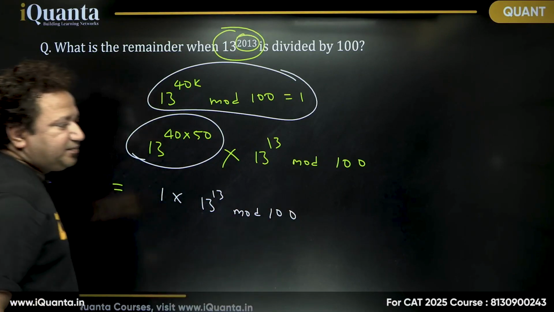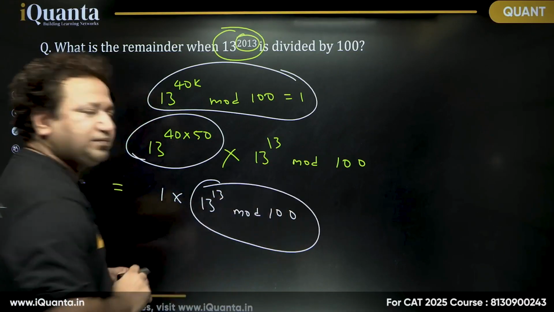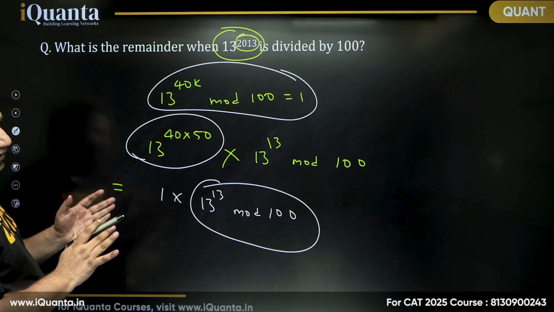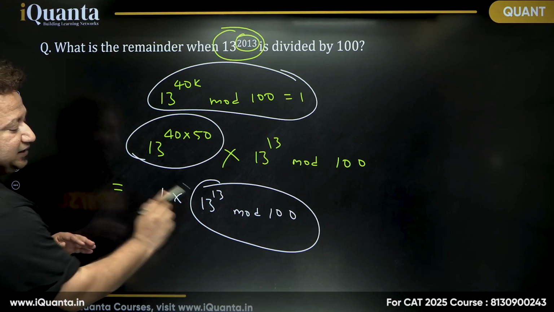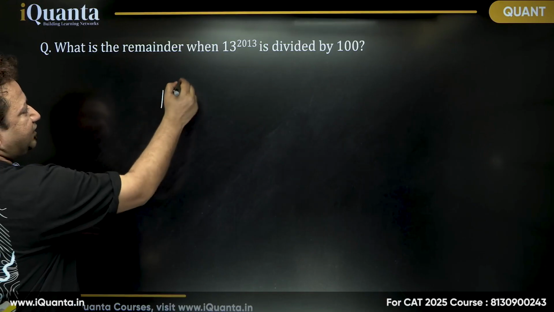So Euler's theorem basically reduces the calculation. And here is the main calculation that we need to do. How to do that? First of all, note this down. I'll wait for 5 seconds. 5, 4, 3, 2, 1, 0. I'll just use this and erase everything else. So 13 to the power 13 mod 100.